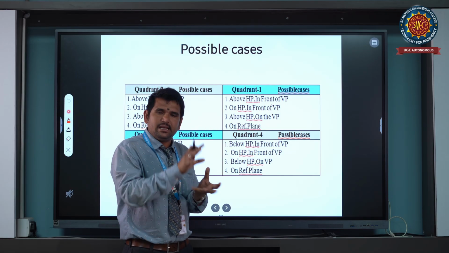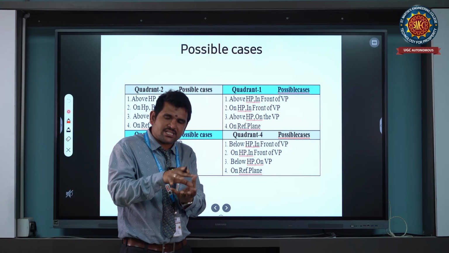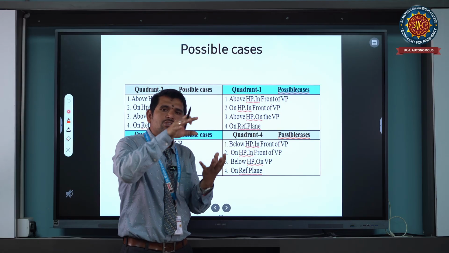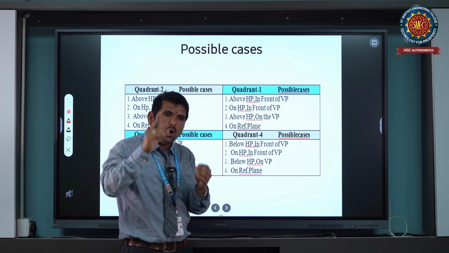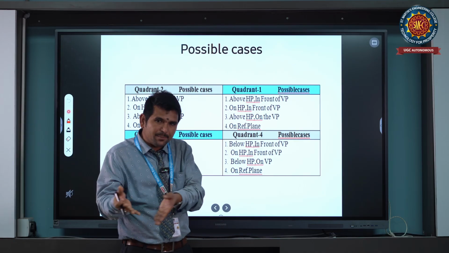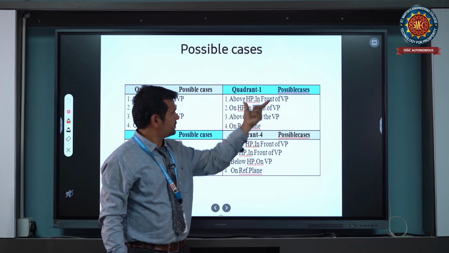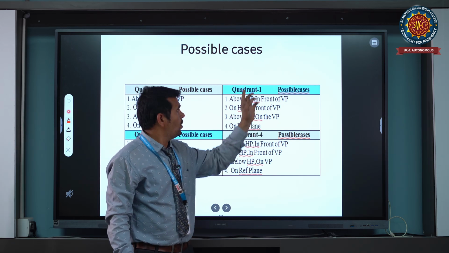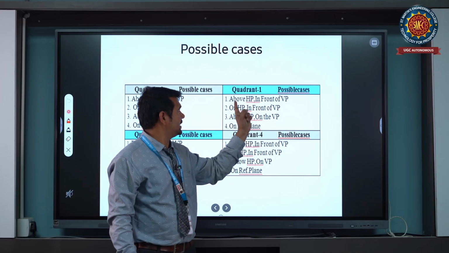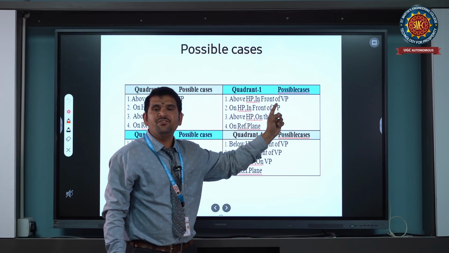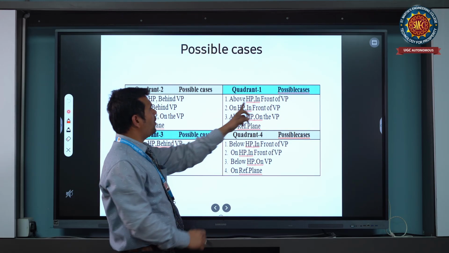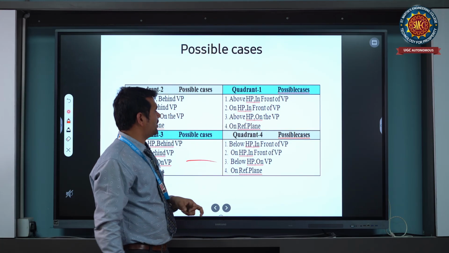Means, for example, if any object is at rest in the first quadrant, how are we going to identify that the object lies in the first quadrant? See, these are the possibilities. In the first quadrant, what are the points to be considered? Above HP, in front of VP. See, above HP, in front of VP. How are we going to say that?